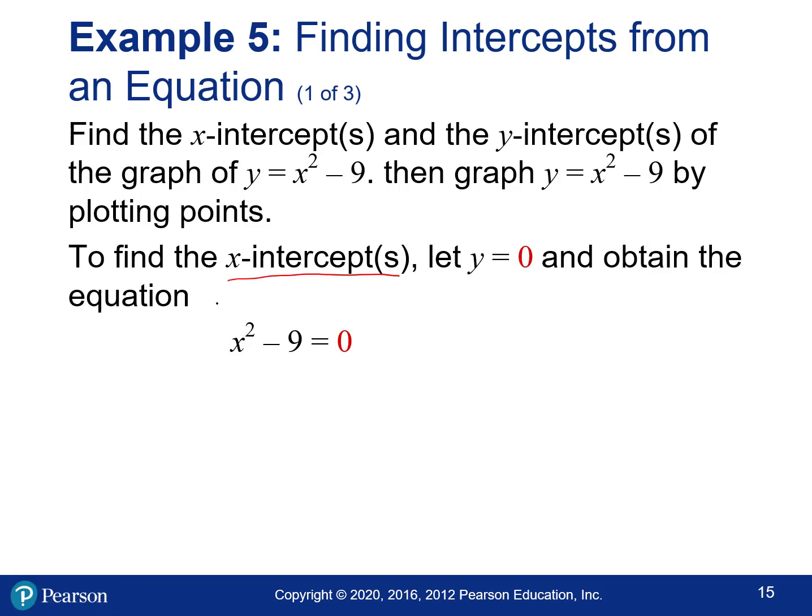The original equation was y equals x squared minus 9. All we did here was just move the y and the equal sign to the right side. So that's the same original equation. And where there was a y, we just put a 0. And then we solve. Okay, so you solve this equation for x.